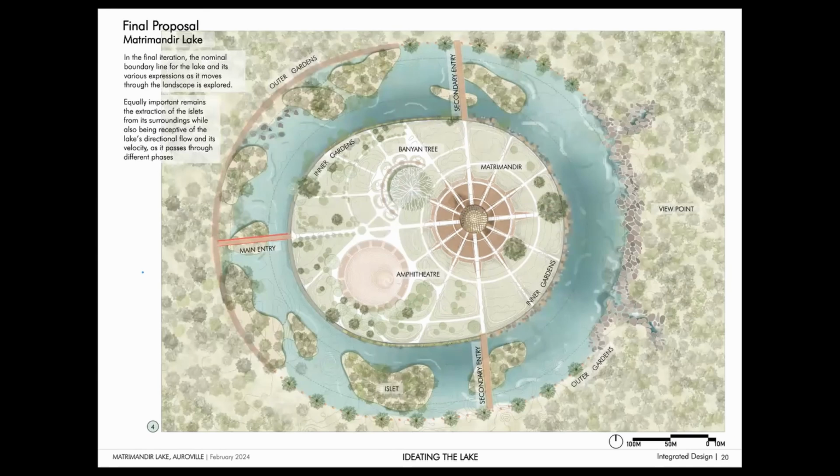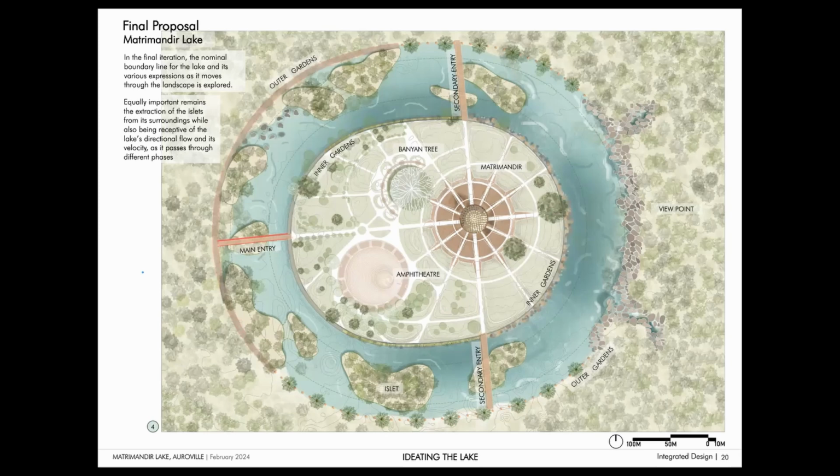So the final proposal that we are looking at, where you will see there is a firm line of the inner garden, which is defined with a very specific geometry that also integrates the 12 petals gardens that was originally conceived for the Matrimandir area. There are two secondary axes, one on the north and one on the south, that allows access into the Matrimandir.